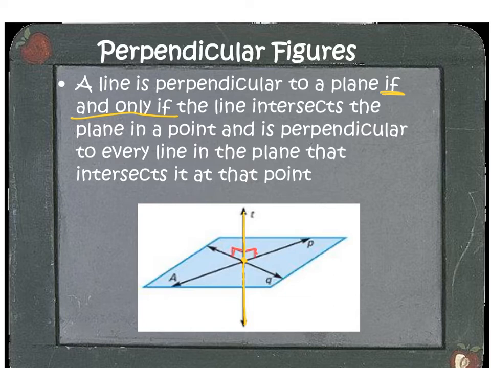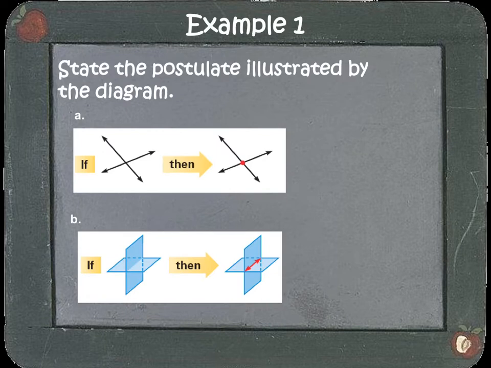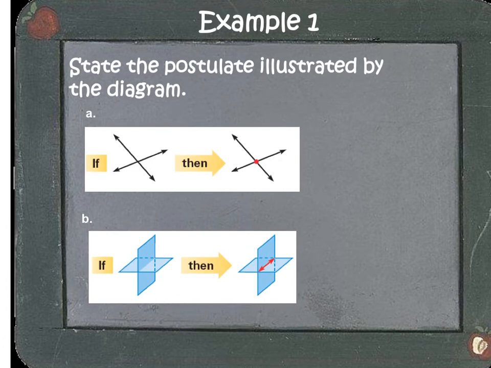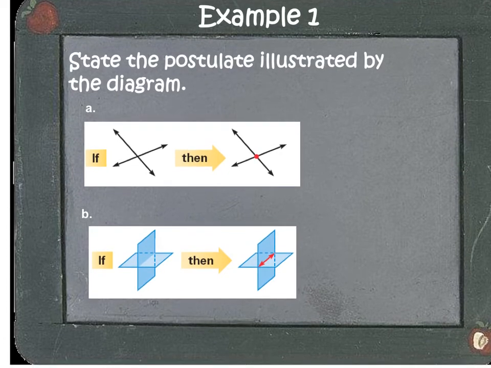So let's try and see if we can figure out which postulate is illustrated by the diagram on the next slide. From this illustrated diagram, they want us to state the postulate. Now, we're not going to say it's postulate 2.1 or 2.2. You need to restate the sentence.